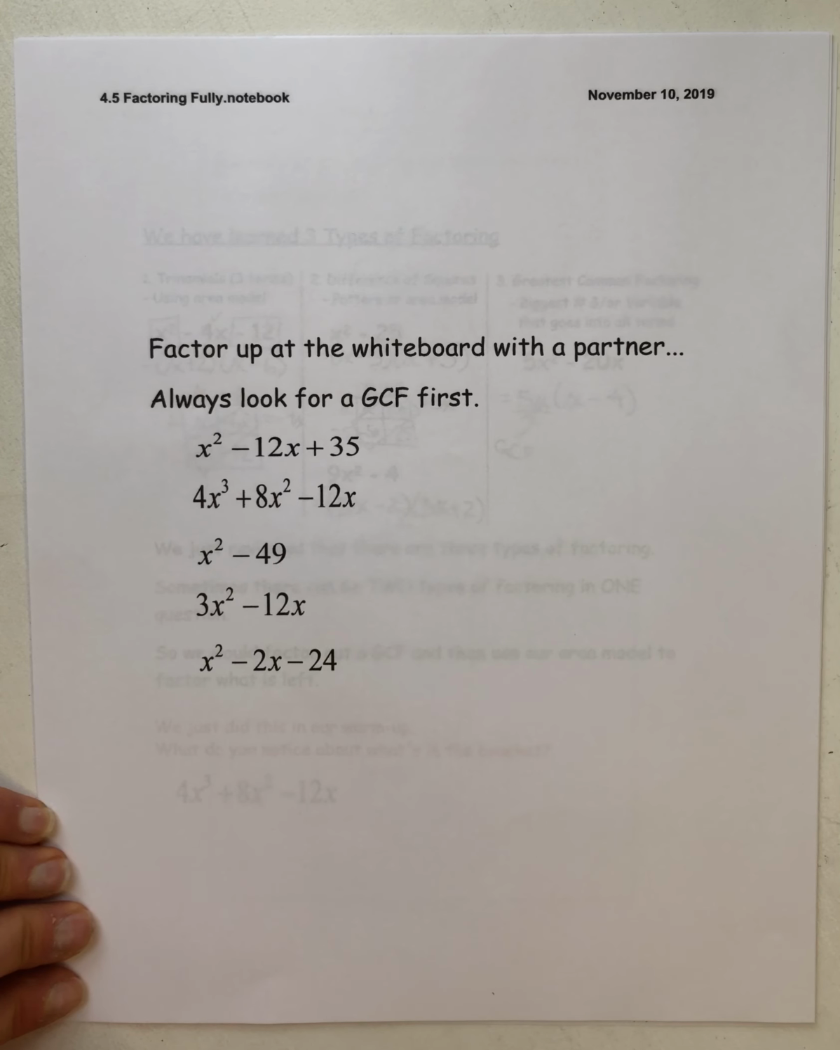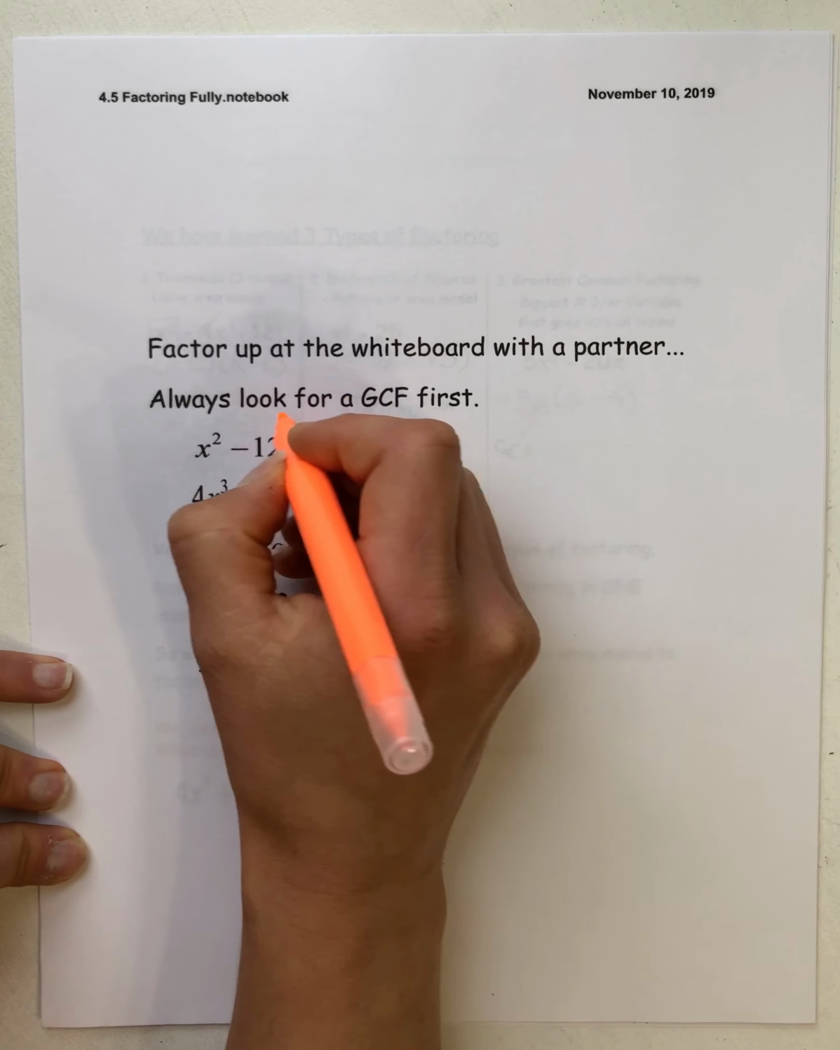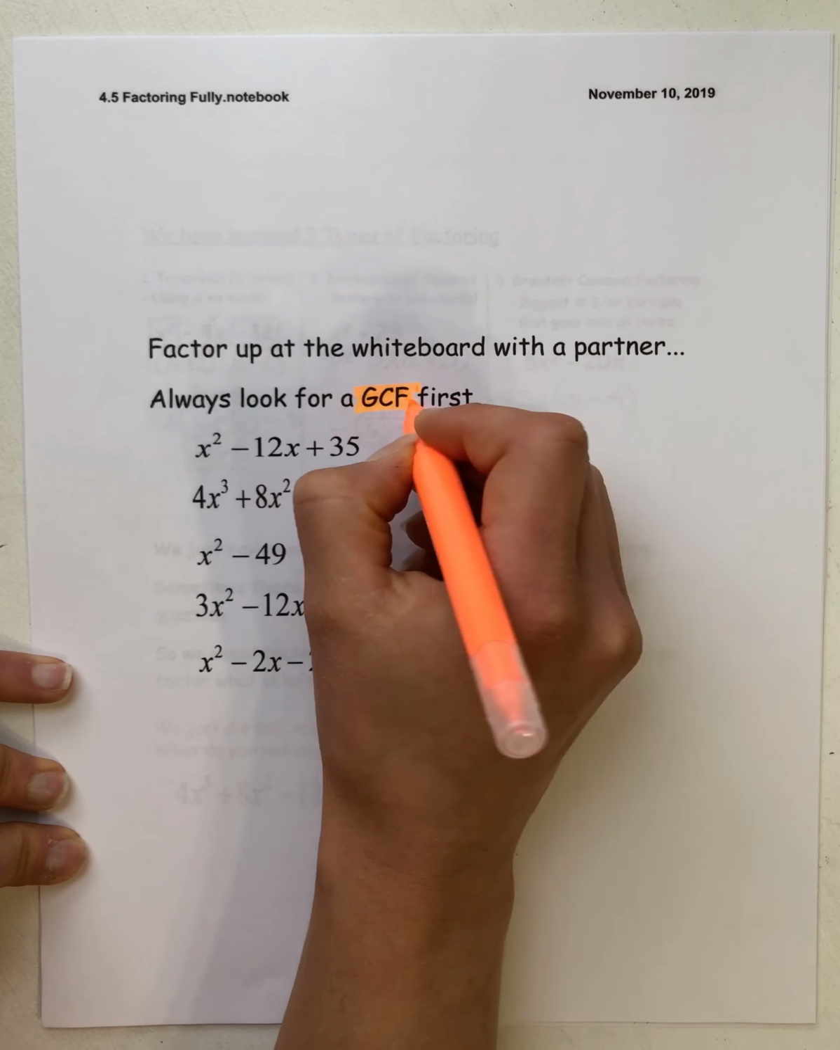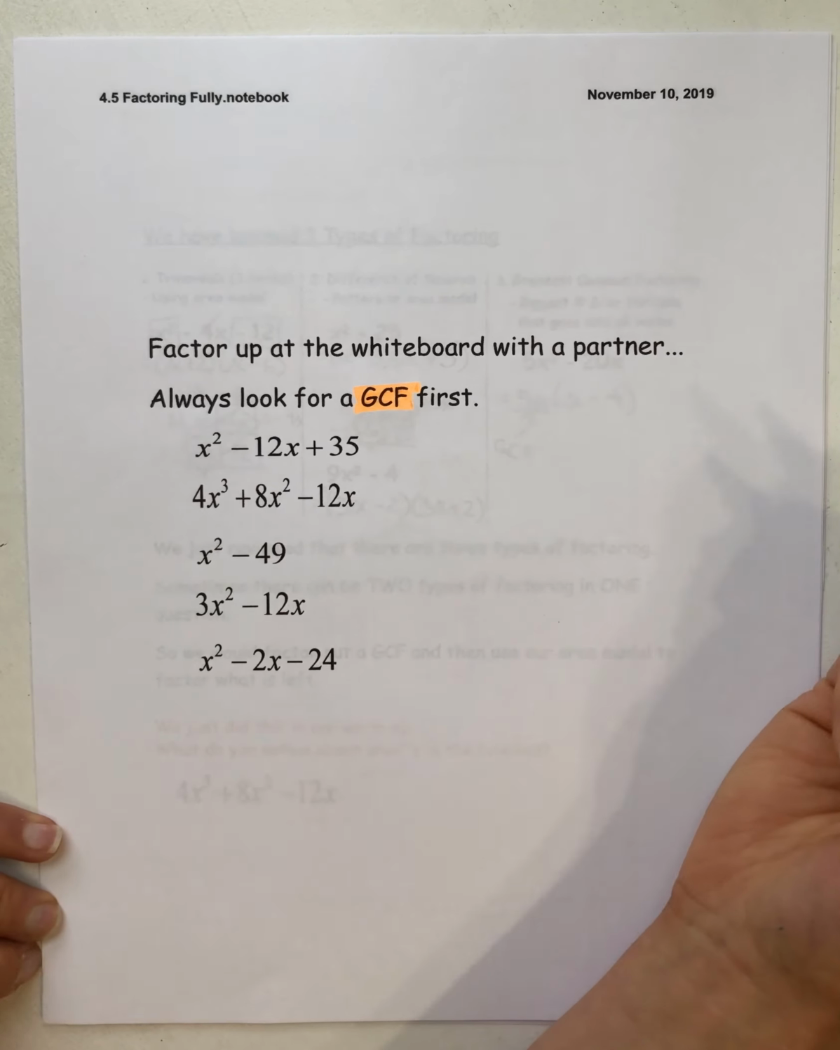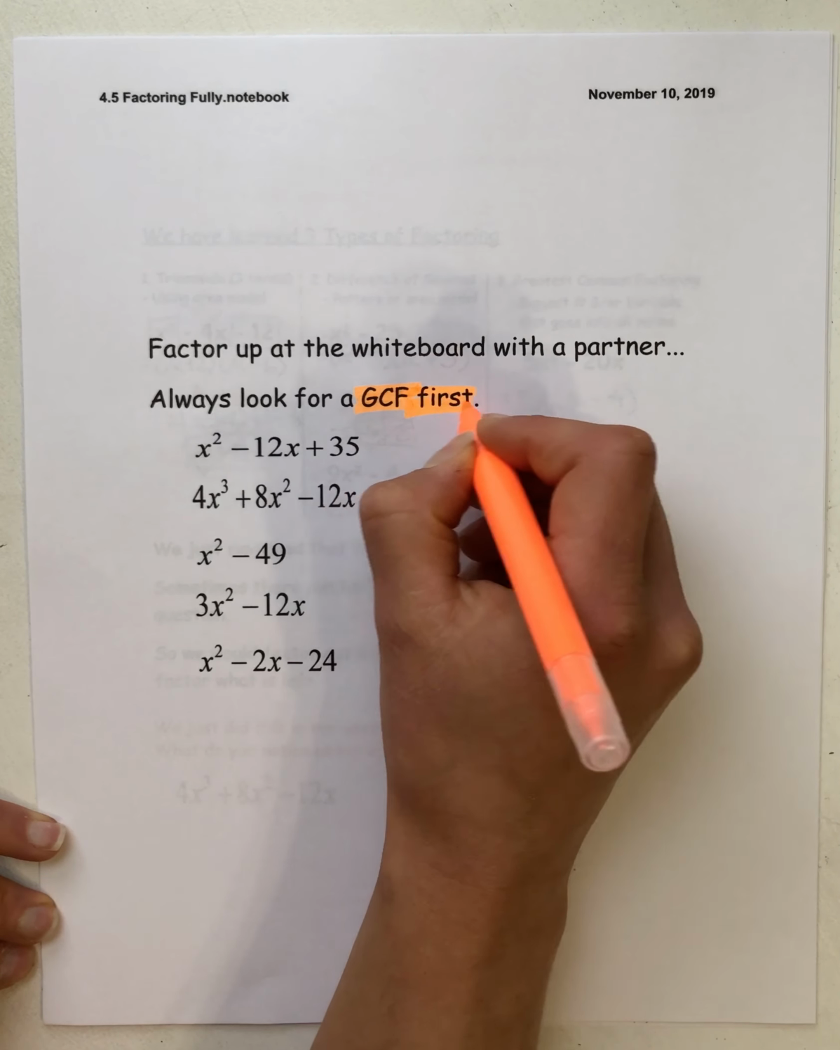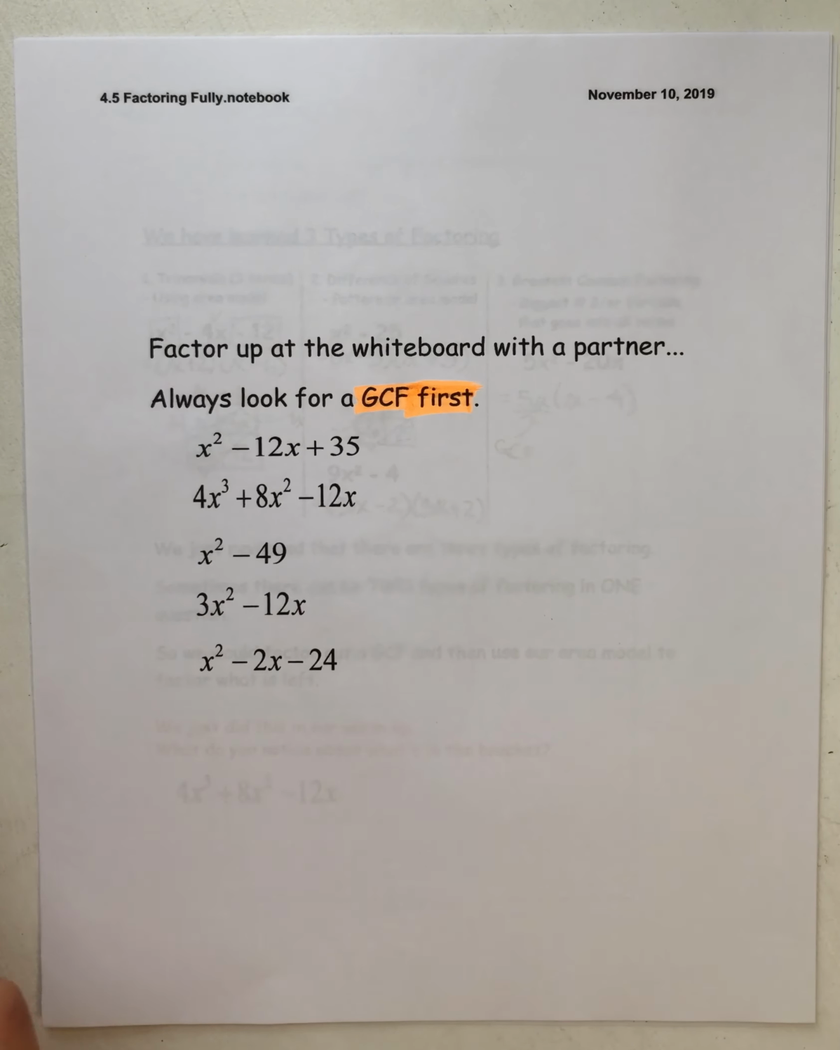So then we're gonna go to the next page. And what we're going to do first, I know you don't have a partner. The very first thing that we need to do is we need to always look to see if there's a greatest common factor, okay? So we're putting a lot of the things that we've just learned together. So greatest common factor comes first.